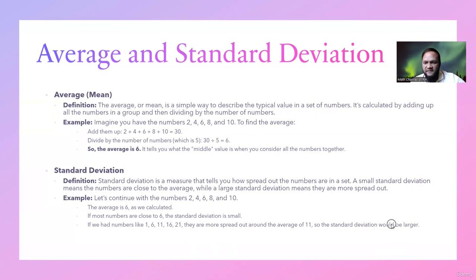What does it mean if the standard deviation is large? It means that the rest of the numbers are not really close to the average, meaning the numbers are really varied. They are more spread out compared to the first set of numbers. So these numbers are really different when compared to the average 11. That means it has a large standard deviation.